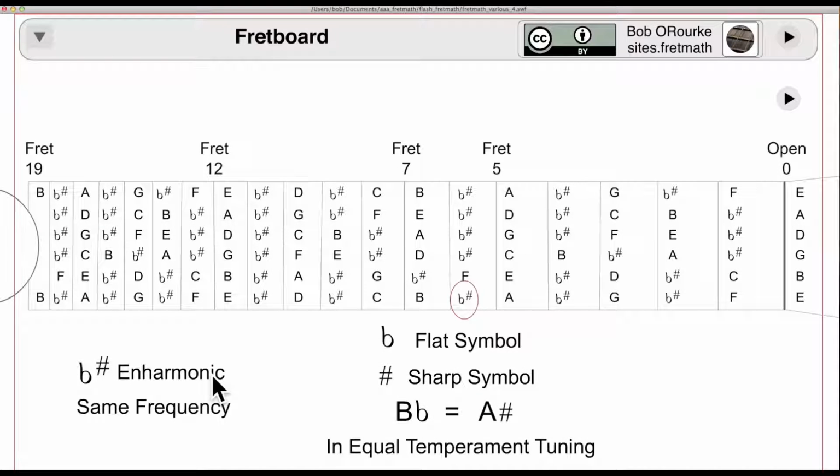However, if a note is marked A sharp or B flat, say, it's intentional. It's an enharmonic. It's just designed to keep the letters in sequence.